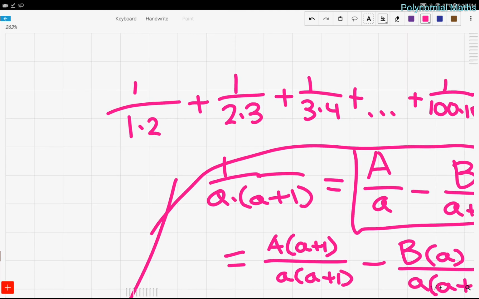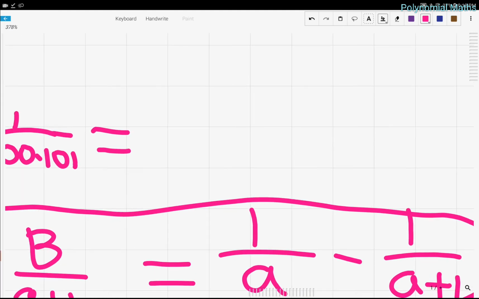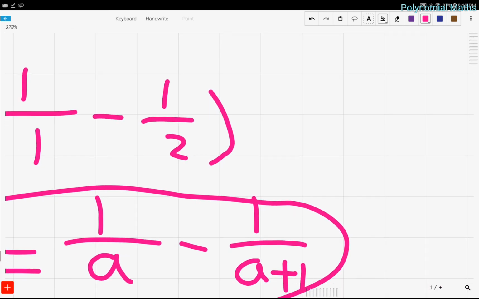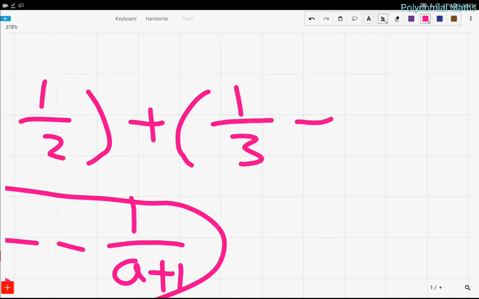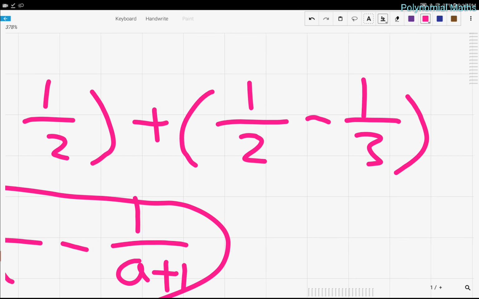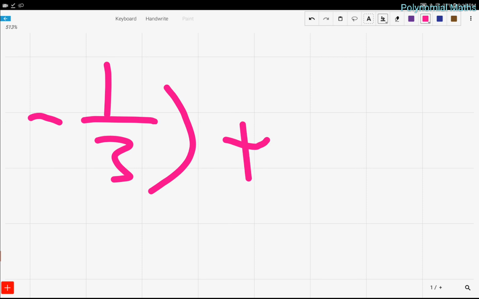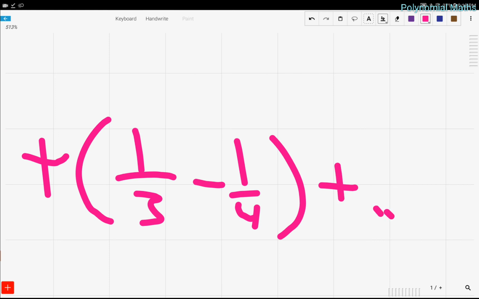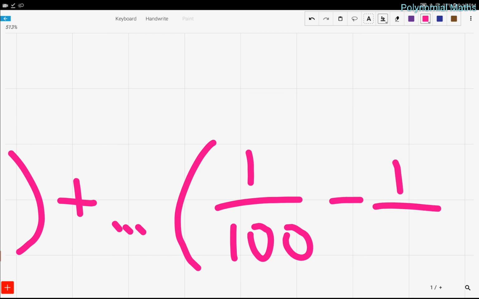So we see 1 over 1 times 2 plus 1 over 2 times 3, and we rewrite it with our new substitution. So this becomes equal to 1 over 1 minus 1/2 plus 1 over 2 minus 1 over 3, and then we have plus 1 over 3 minus 1 over 4, and plus, and so on, all the way down to 1 over 100 minus 1 over 101.